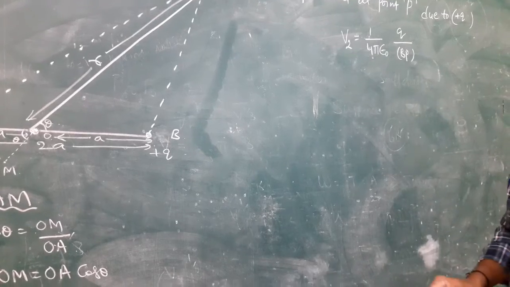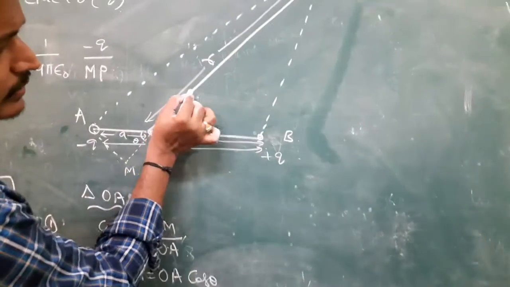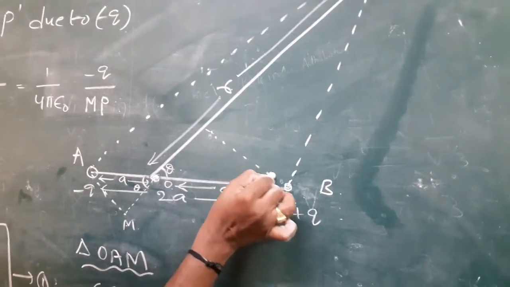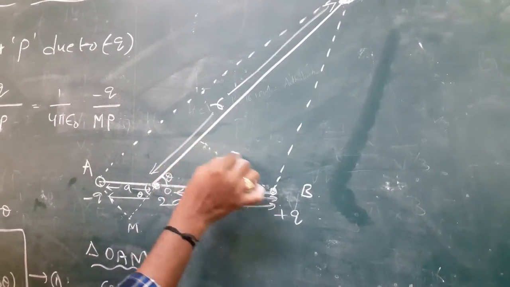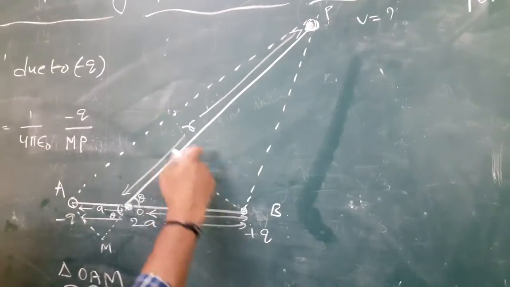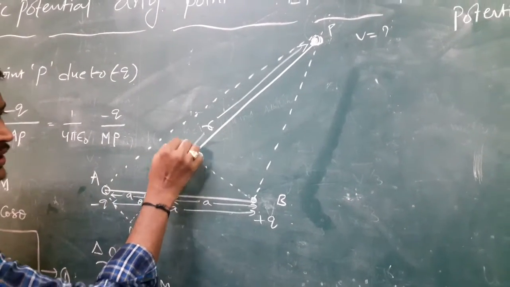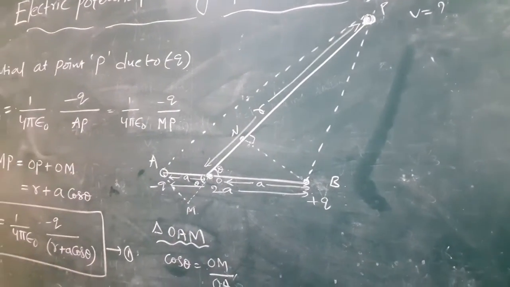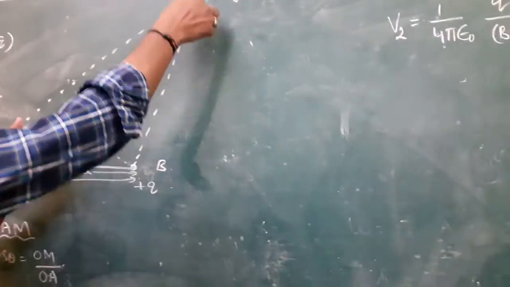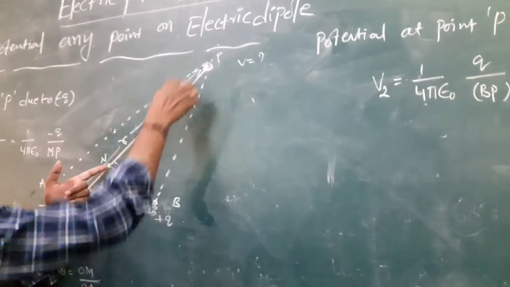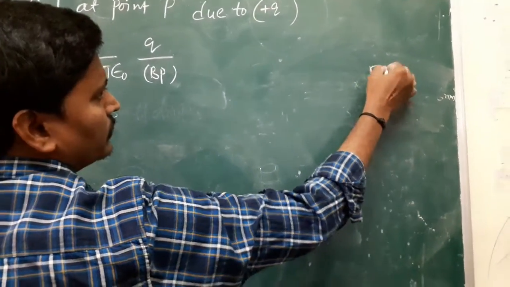Right, so from this we can form one right angle triangle. For that purpose we can draw one perpendicular onto this from this point. So then we will get one right angle triangle. Up to here, this point we can consider as N. Here BP value will be equal to NP.